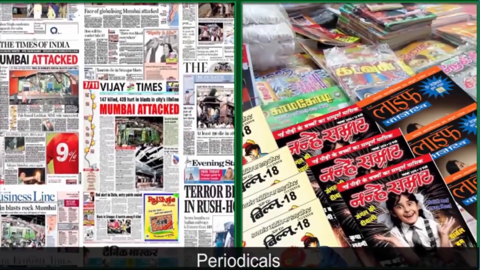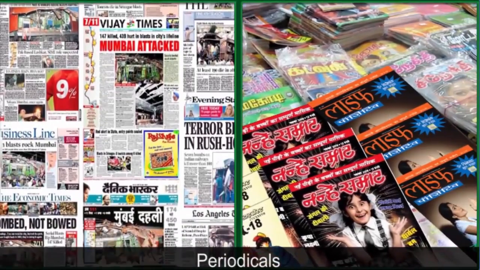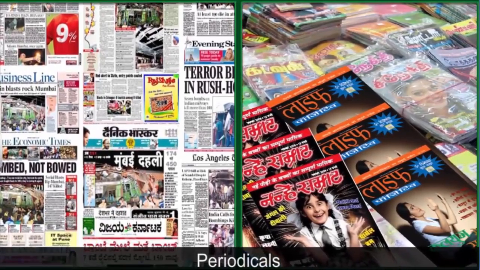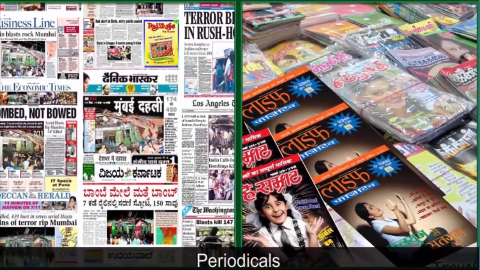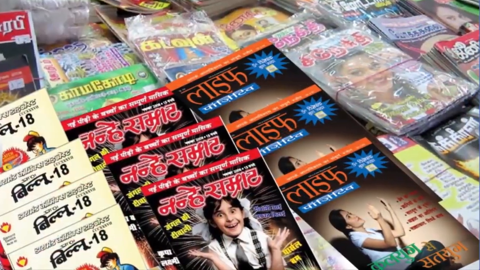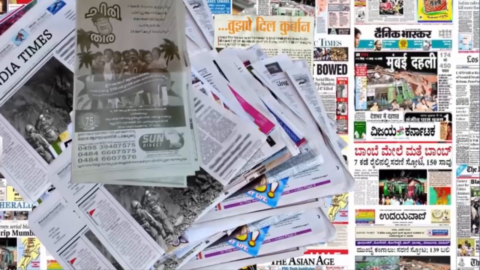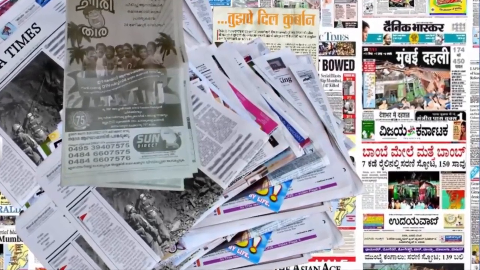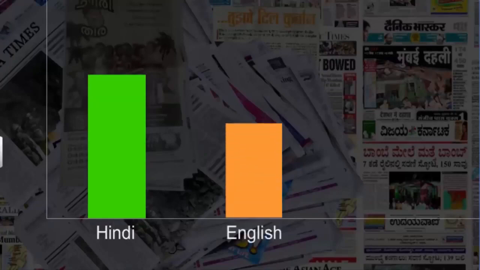Periodicals are publications like newspapers and magazines that are published at regular intervals, from daily to weekly to monthly to yearly. A large number of newspapers and magazines are published in India. India is a land of many different languages. Daily newspapers in India are published in more than 100 languages and local dialects. Hindi has the largest share of newspaper publication, followed by English and Urdu.